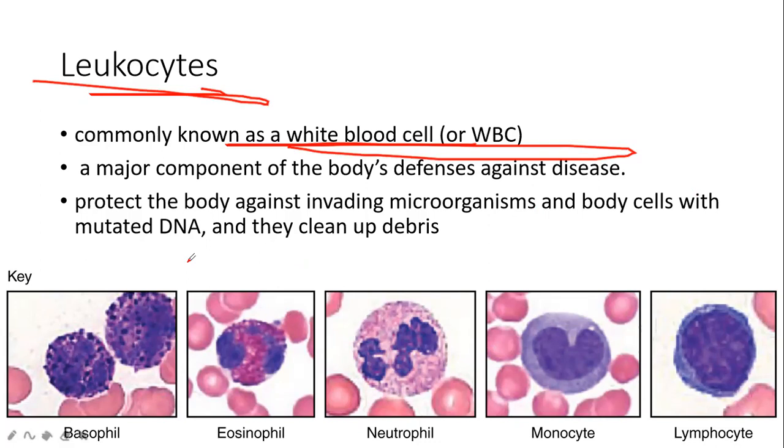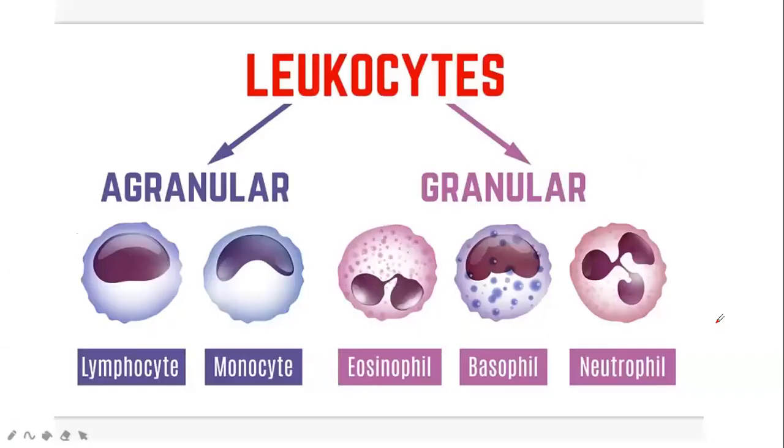So, your leukocytes are divided into 5 types. You have your basophils, eosinophils, neutrophils, monocytes, as well as your lymphocytes. So these 5 are your white blood cells, and each of them has different functions. And aside from that, your leukocytes can also be classified depending on their granularity or the presence of granules.